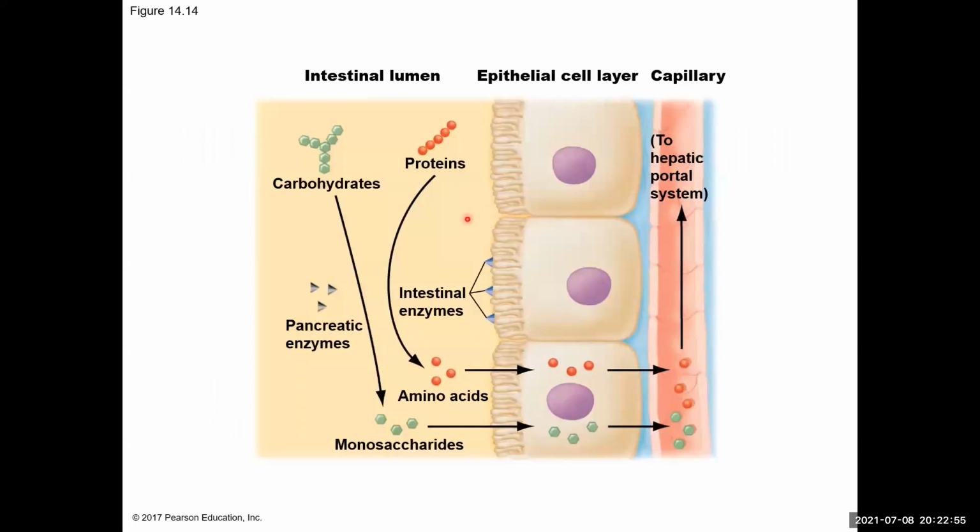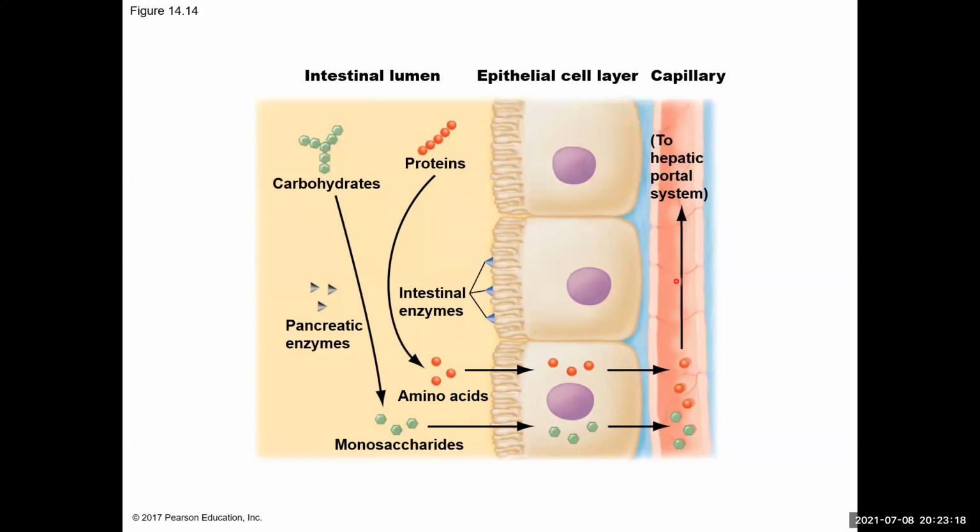So here we have an image just showing this. You have your proteins broken down into amino acids, actively transported into the cells and then into the bloodstream to the hepatic portal system. You have your carbohydrates broken down into monosaccharides the same way, actively transported into the bloodstream to the hepatic portal system.